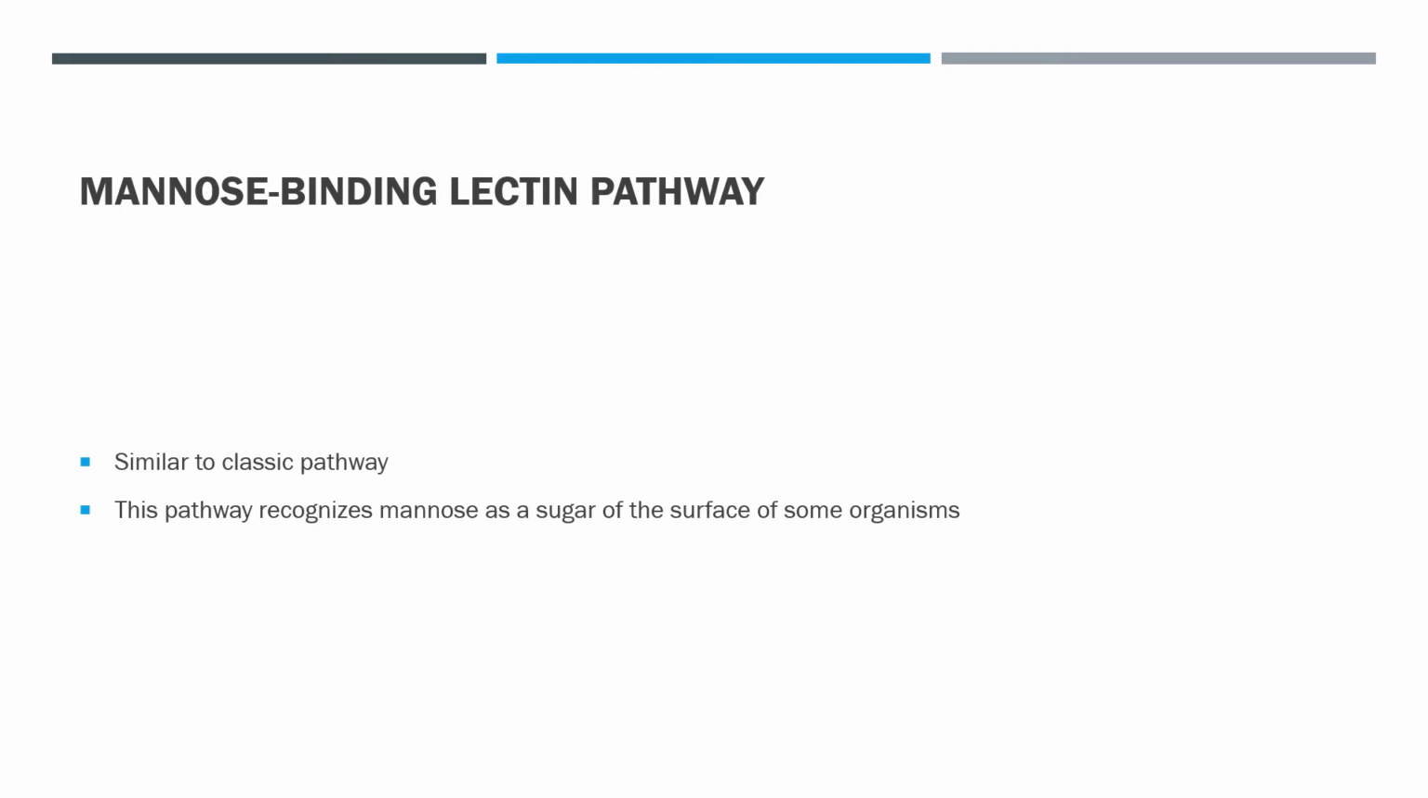The complement cascade can also be initiated by mannose binding lectin, which will bind to terminal mannose groups on a variety of bacteria. This is a cascade reaction similar to the classic complement pathway. C1 triggers activation of C4 and C2, but this pathway doesn't recognize bound IgG or IgM. It recognizes the mannose as a sugar on the surface of some organisms like Salmonella, Listeria, and Neisseria.